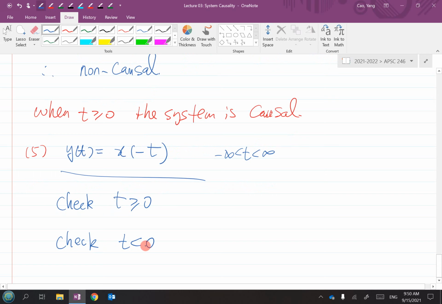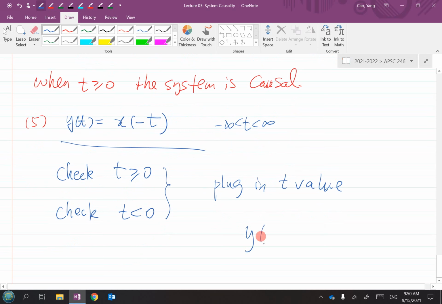Essentially, when you're doing the checking, chances are you plug in a t value. It doesn't matter what value you plug in. When you plug in a negative value, you will actually see that relationship right away. So try it out. Let's say y(-2) equals x(2). That's pretty obvious.